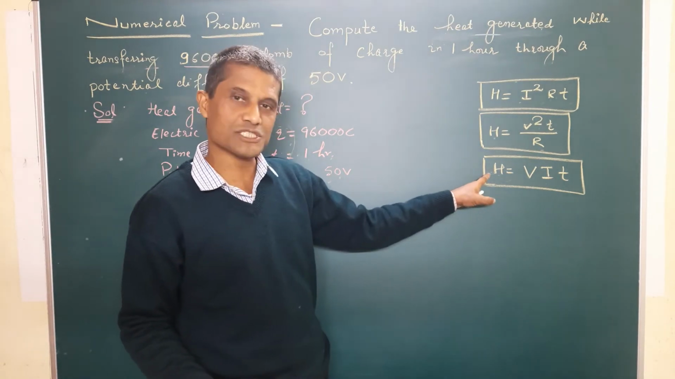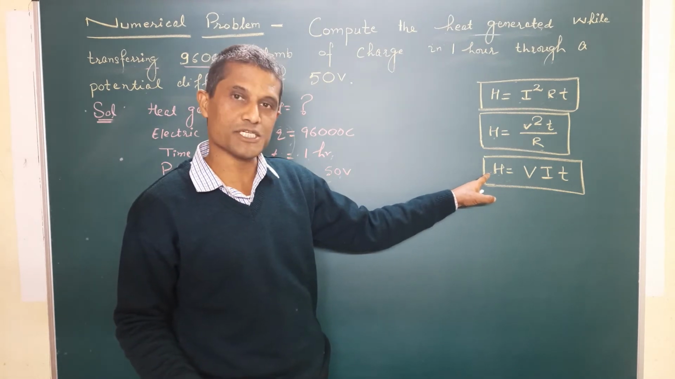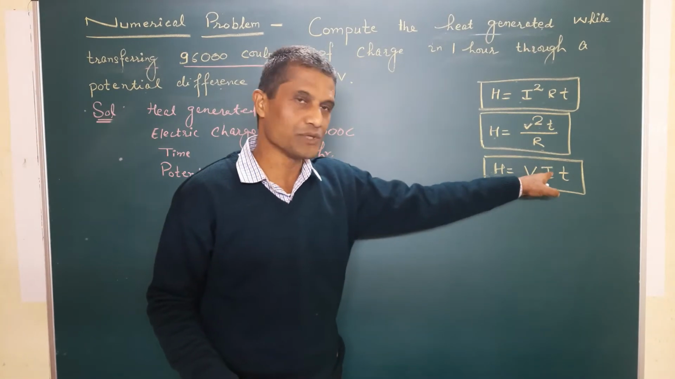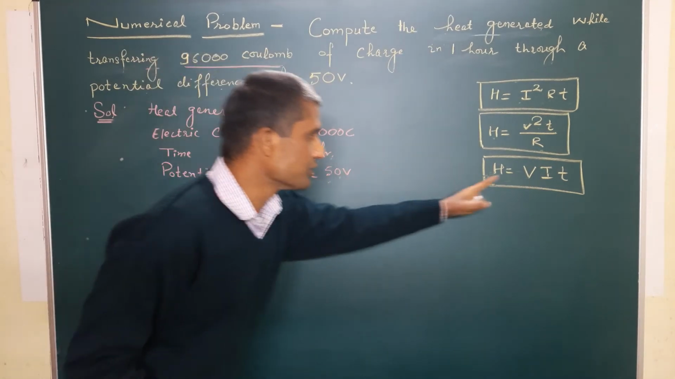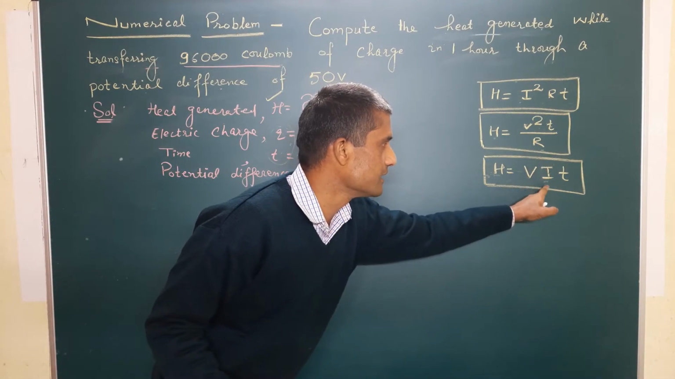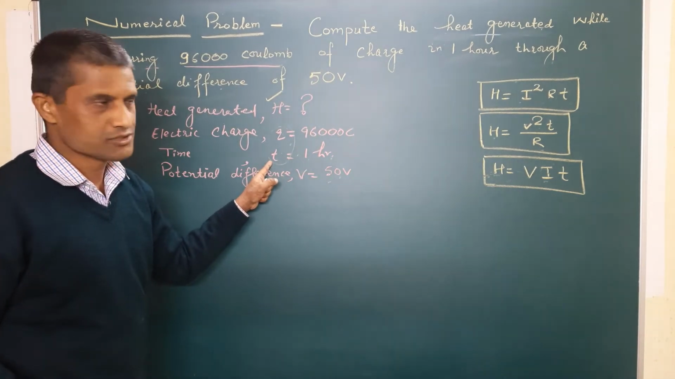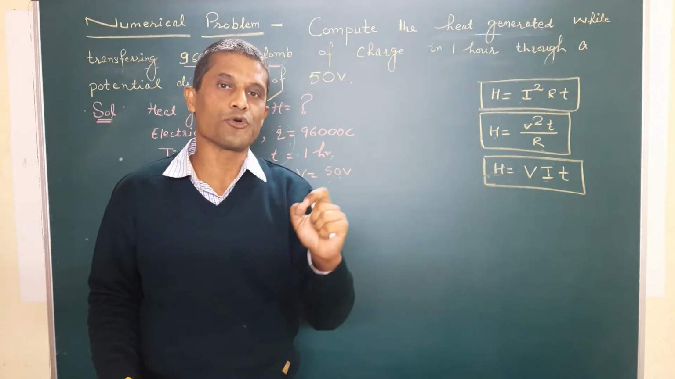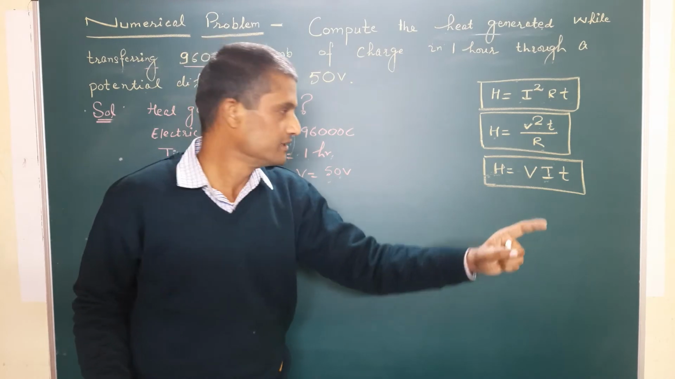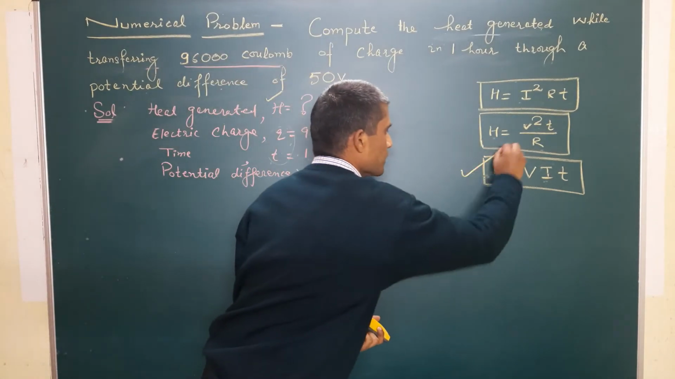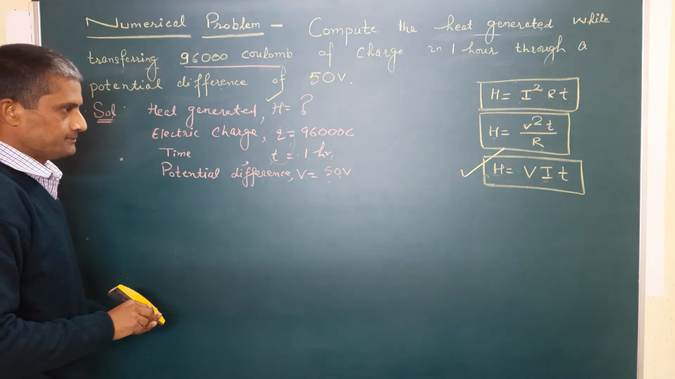So we are going to use this very representation here for heat produced, that is H is equal to VIT. And in order to use this, I is required to be calculated first. So I have told you the roadmap, how to proceed further. This is the formula that would be put into play here straight away.